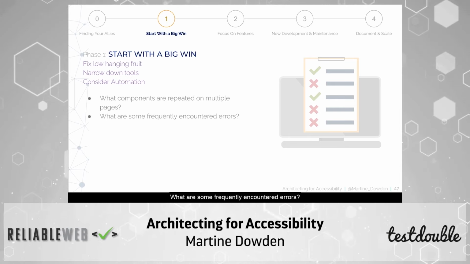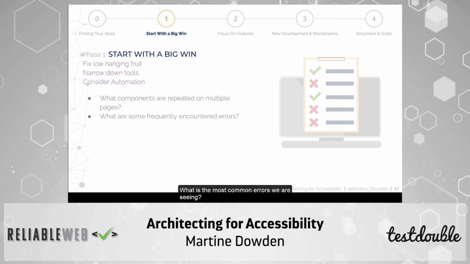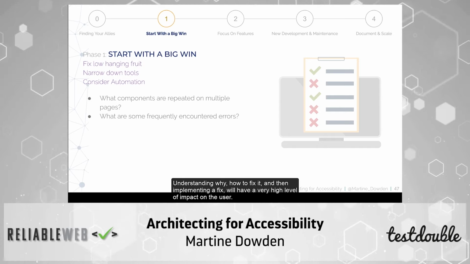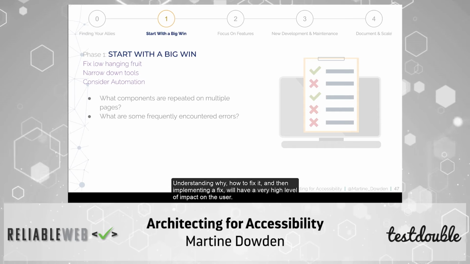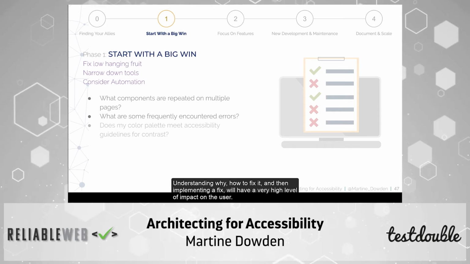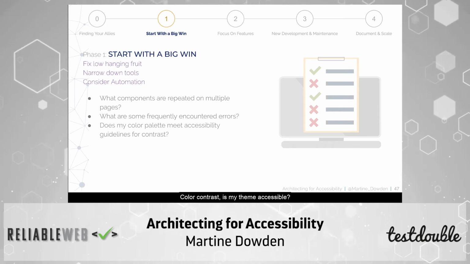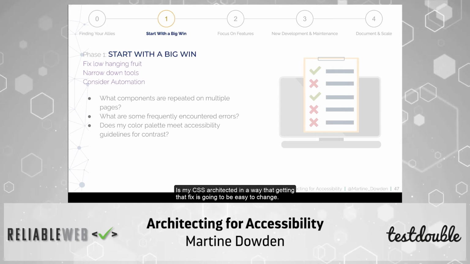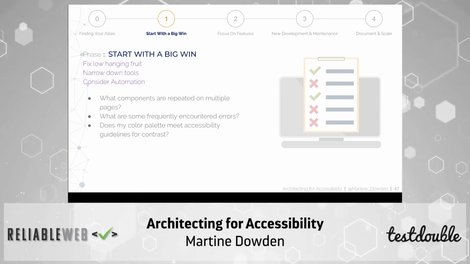What are some frequently encountered errors? What is the most common error we're seeing? Understanding why, how to fix it, and then implementing a fix will have a very high level of impact on the user. Color contrast: is my theme accessible? Is my CSS architected in a way that getting that fix is going to be easy to change?